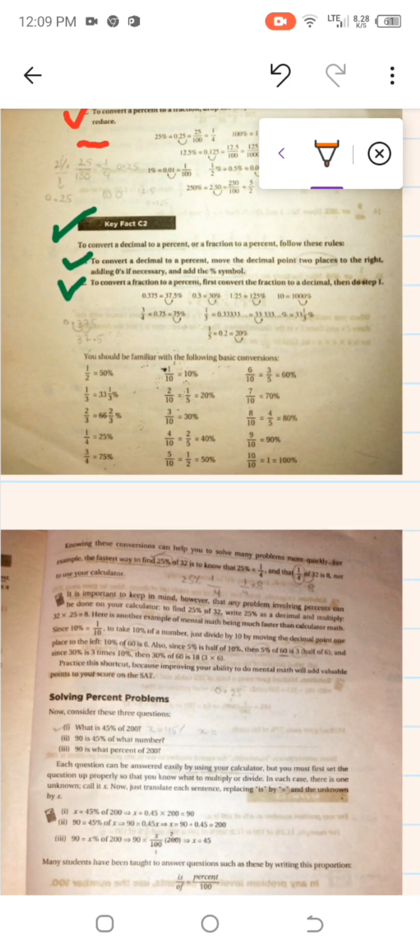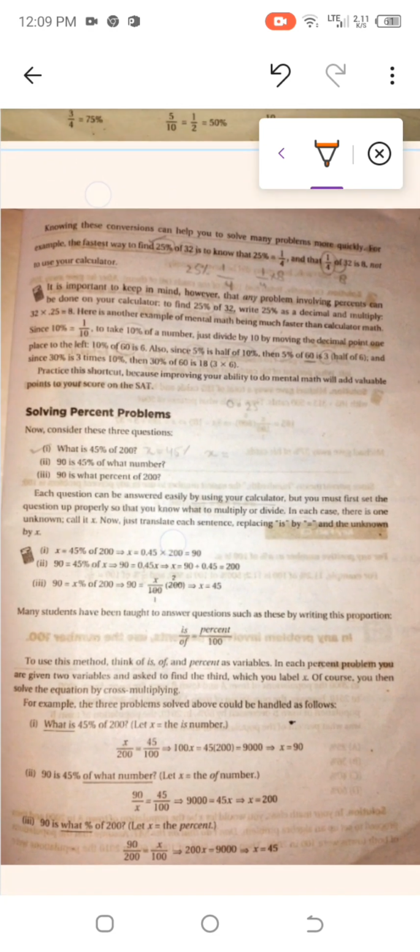Here are some questions you can go with. We have converting fractions into percentages and percentages into fractions, and this will be clear to you. Now we are going to move to a second page. Here it says that knowing the conversions can help you solve many problems more quickly.